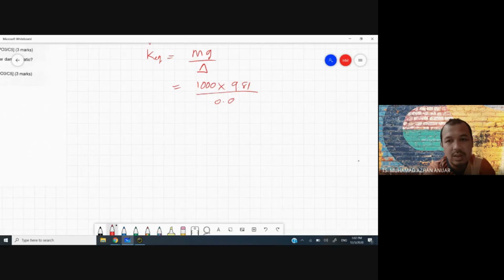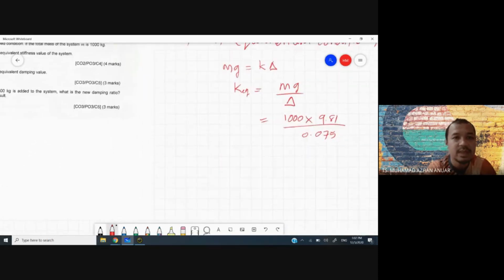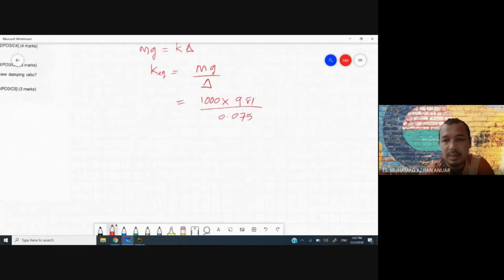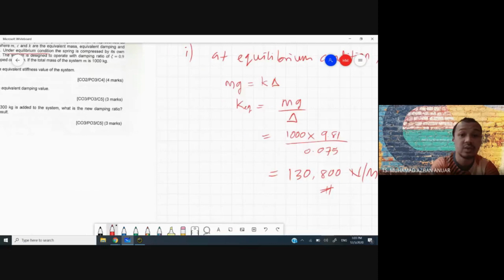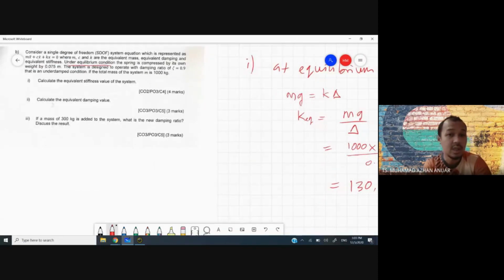0.075 meter. So make sure the unit is similar. And then from here, what is the answer? So let me use the calculator. So you get 9810 divided by 0.075. So you get 130,800 Newton per meter. That is the answer for K equivalent. So this will answer our question 1 straight away.